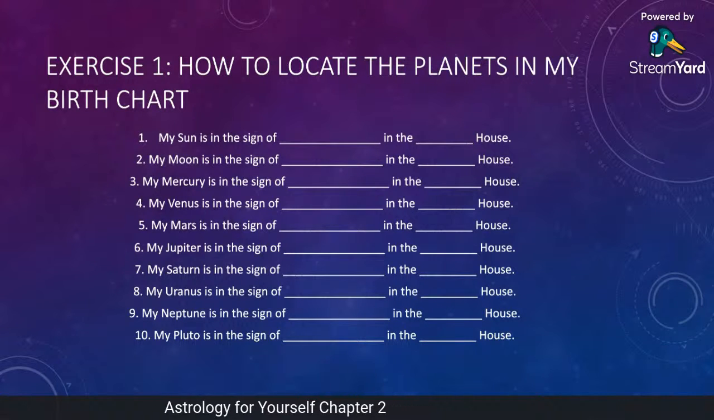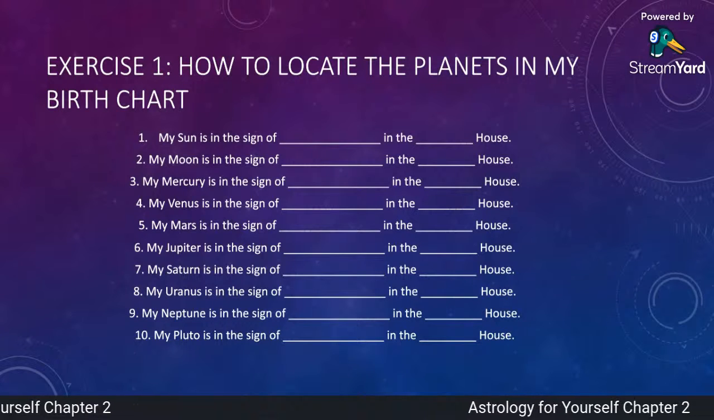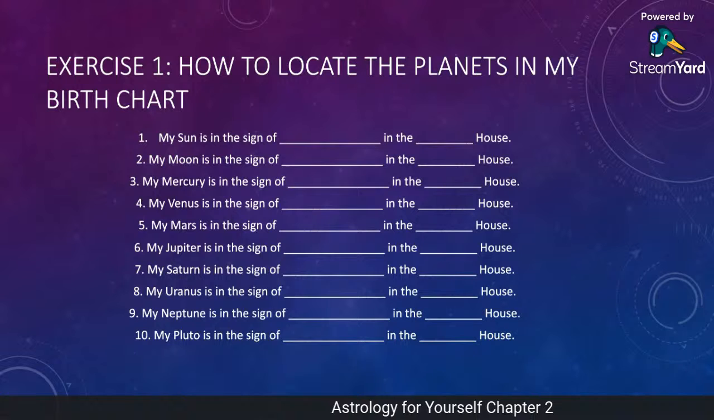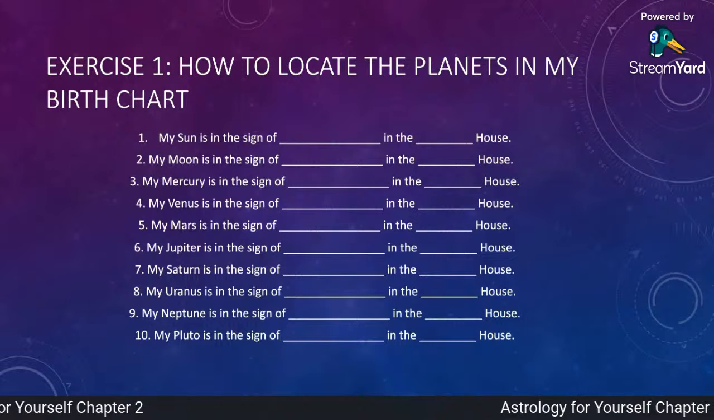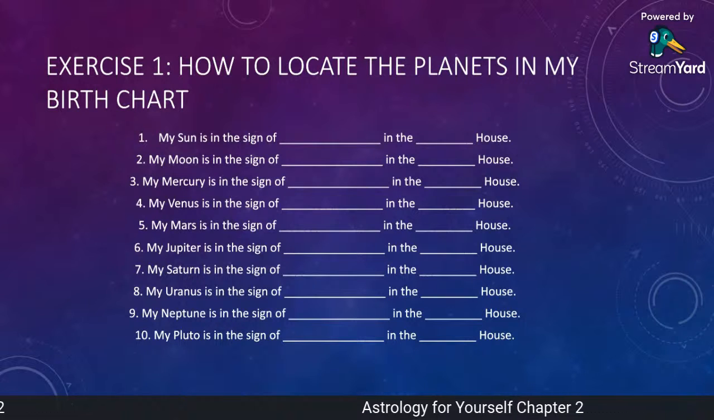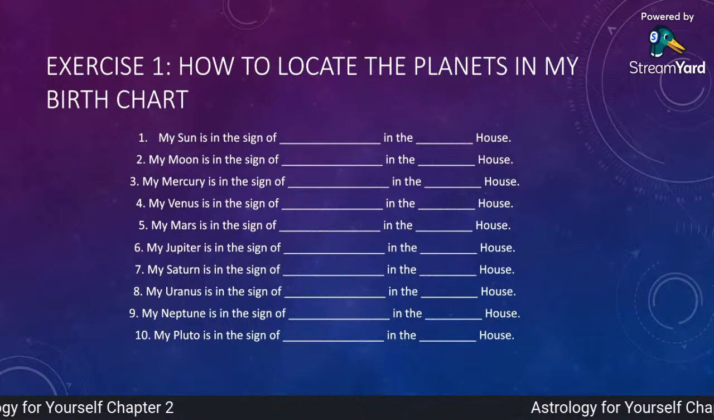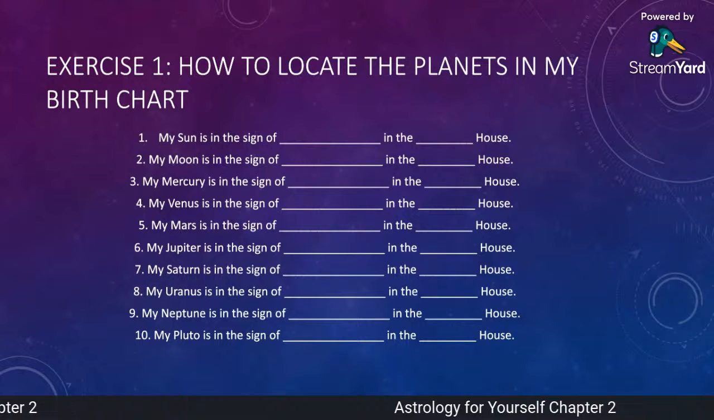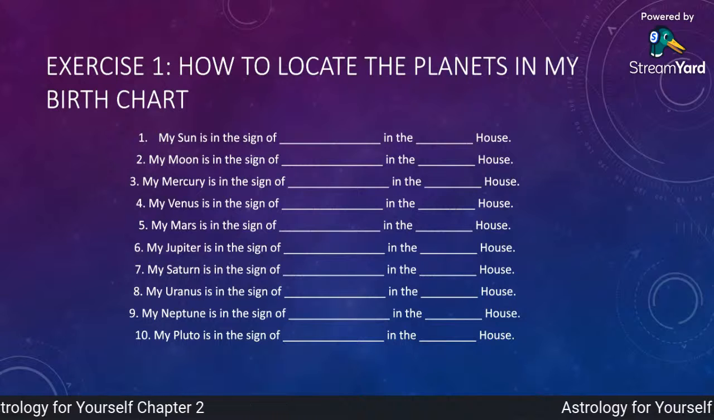As in chapter 1, I will be using my information as an example for the exercises. So number 1, my sun is in the sign of Taurus in the 2nd house. My moon is in the sign of Aries in the 1st house. My Mercury is in the sign of Taurus in the 2nd house. My Venus is in the sign of Gemini in the 3rd house. My Mars is in the sign of Taurus in the 2nd house.